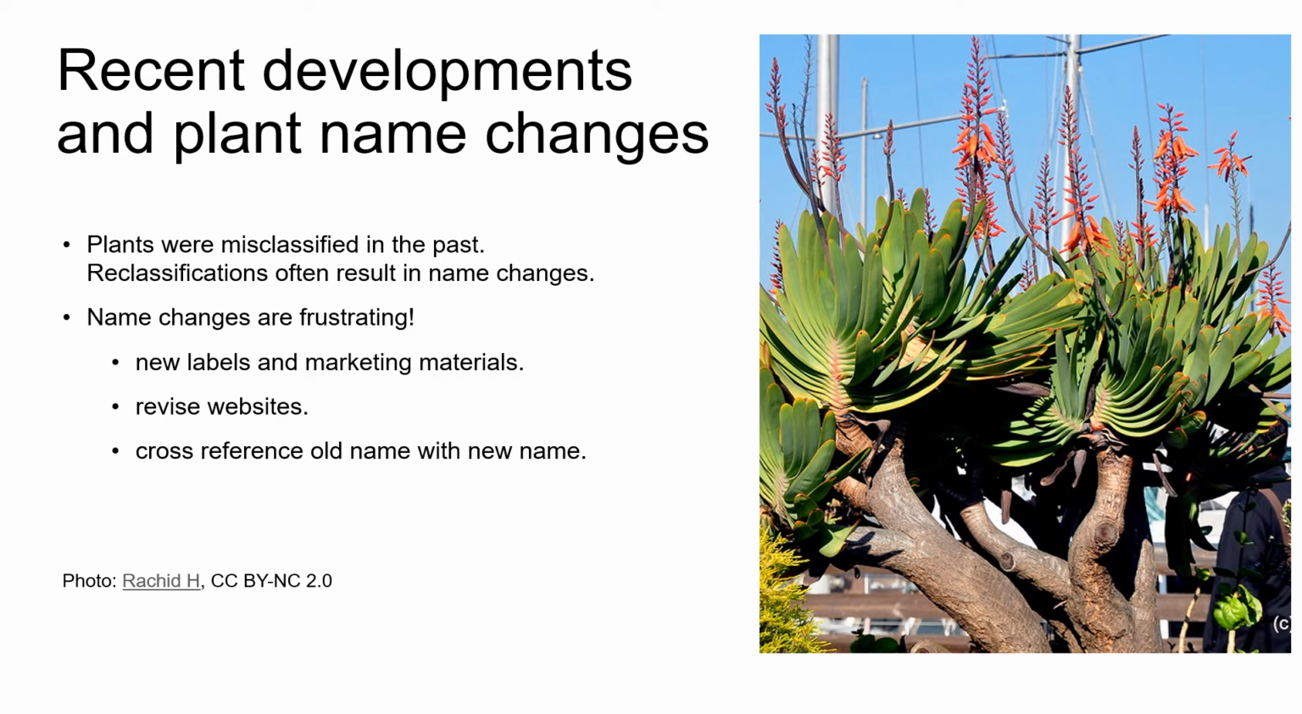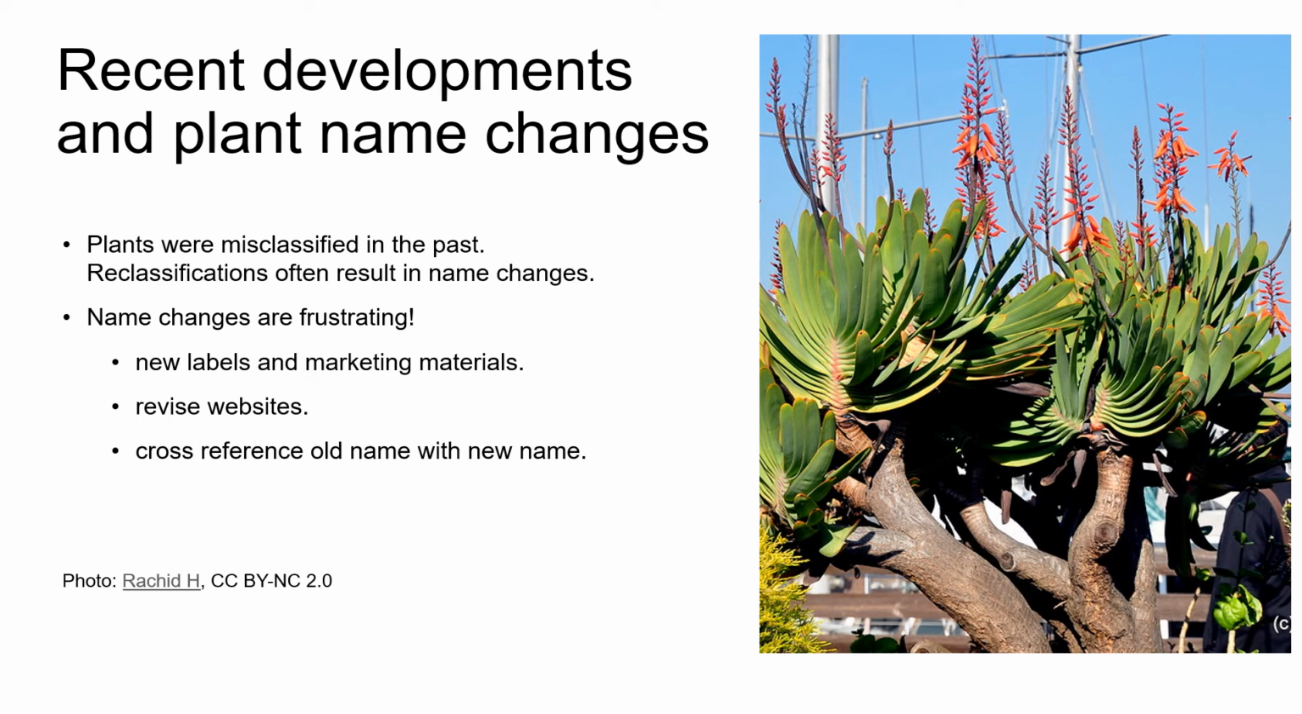This can be really frustrating for those of us trying to learn plant names. It's really frustrating too for the horticultural industry, as nurseries have to make new labels and marketing materials, and websites have to be updated. Sometimes it can take several years for a new botanical name to gain widespread acceptance and usage in the horticultural industry and among consumers. And books, of course, only get updated with the new names if a new edition is published.